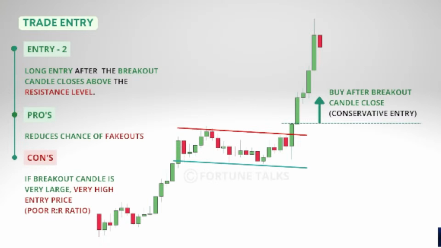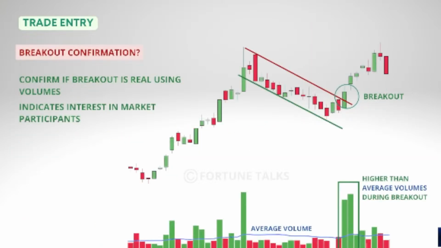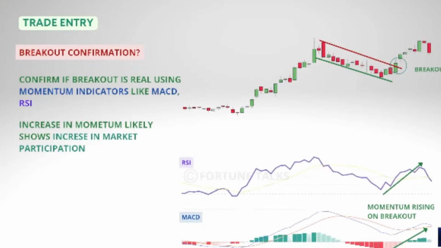So a higher than average volume can validate a breakout most of the time, as it shows the interest of the market participants. And low volume breakouts are most likely to fail. Using momentum indicators like MACD and RSI can also help you identify a true breakout. I have already made videos on all these topics, so if you want, you can check them out. Let us now focus on the criteria for setting stop losses.